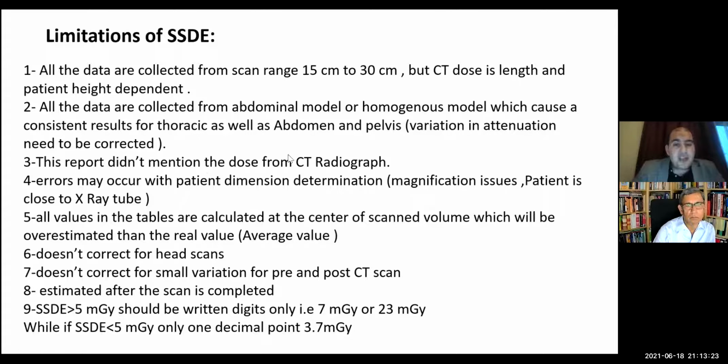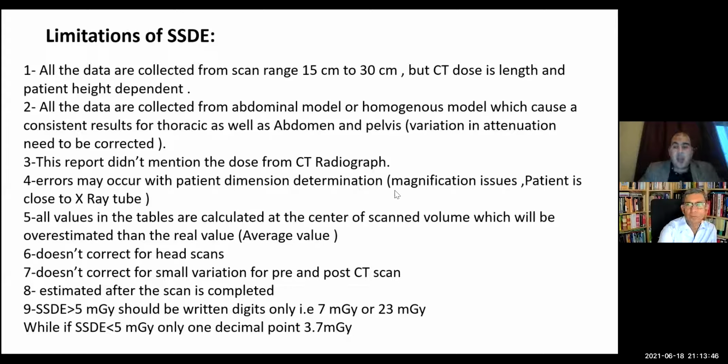This table didn't mention the dose from the CT radiograph, also the CT scout. Otherwise, with CTDI volume, you can calculate the DLP for the total scan, for the scout, for each helical and axial scan. All scans you get, you can get the total DLP for all scans. But here, you can't get it. It's not mentioned.